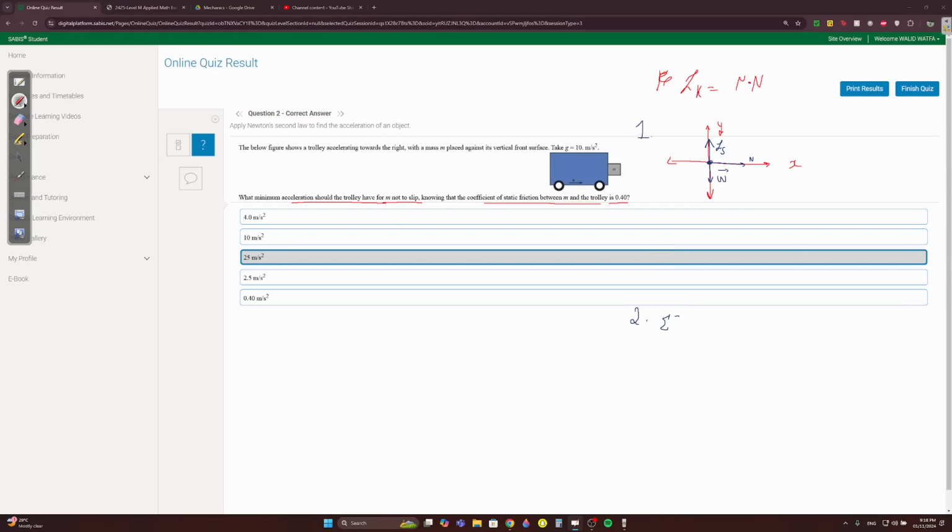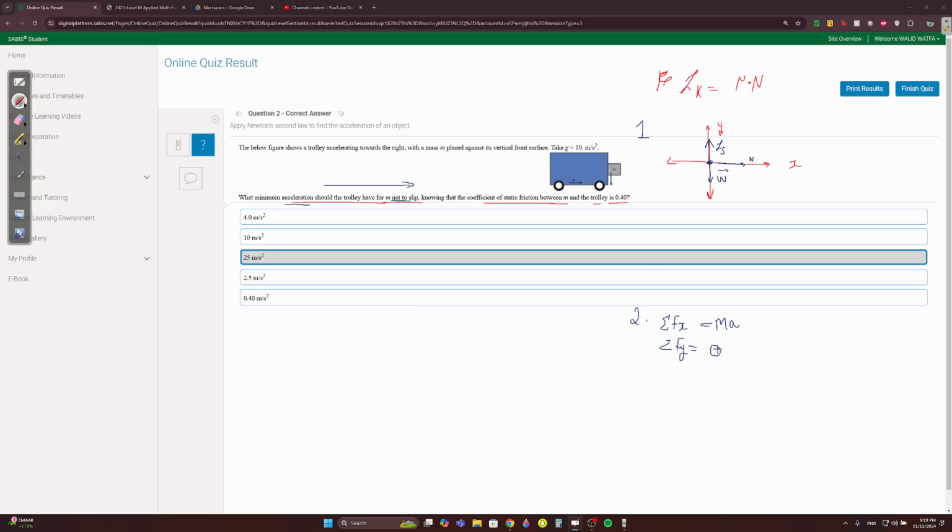Let's start with fx. Is it equal to 0? Is it equal to ma? My cart, it's staying at rest. You might say, well, it's not moving. But is it moving left or right? Yes, it is moving right, because we said the trolley is accelerating to the right. It's written here. So horizontally, is it accelerating? Yes. So it's moving right. How about fy? Is it jumping up and down? No. We want it to not go down, right? We want it not to slip. So we want the m to stay at rest.